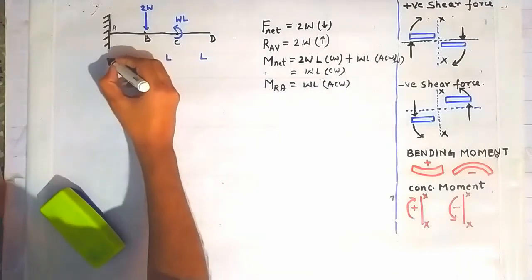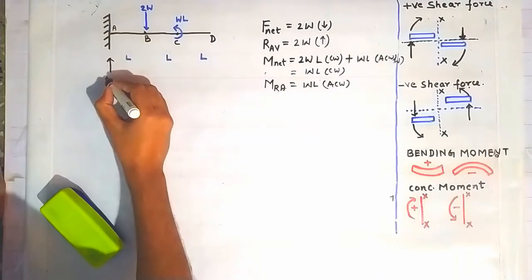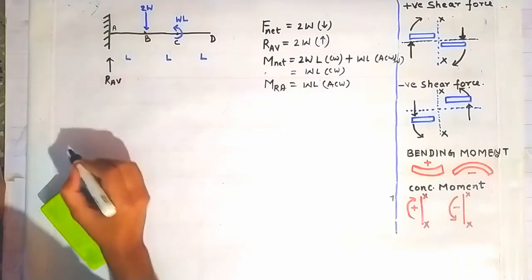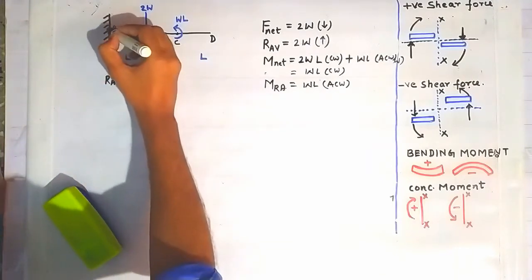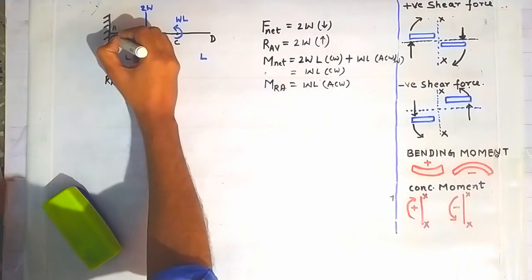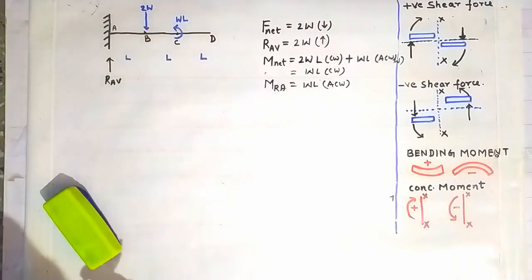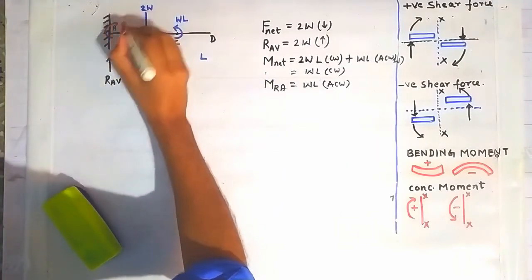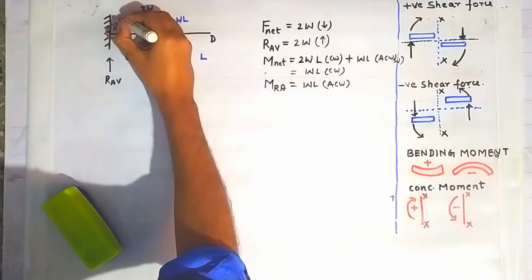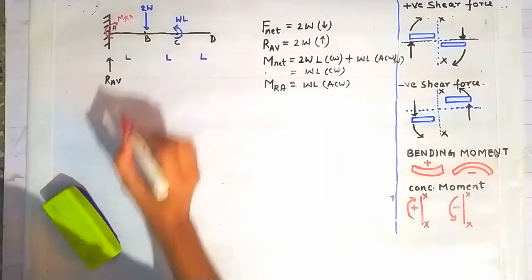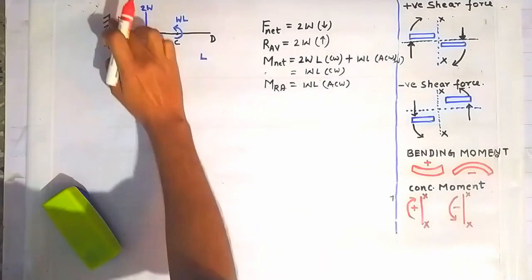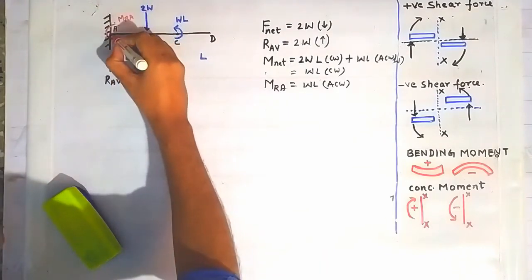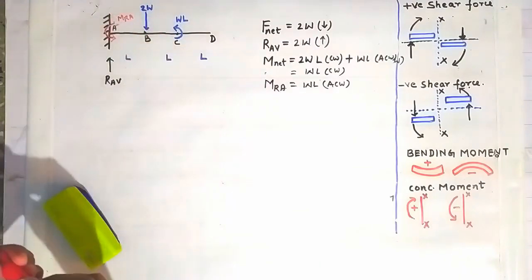So we will show here the reaction at A in the vertical direction with this sign, and the net moment acting at this point A will be shown by this red color. Okay, and it is acting about this point A and it is MRA. Okay, and it is going in the anti-clockwise direction. That is, this direction it is going. Okay.